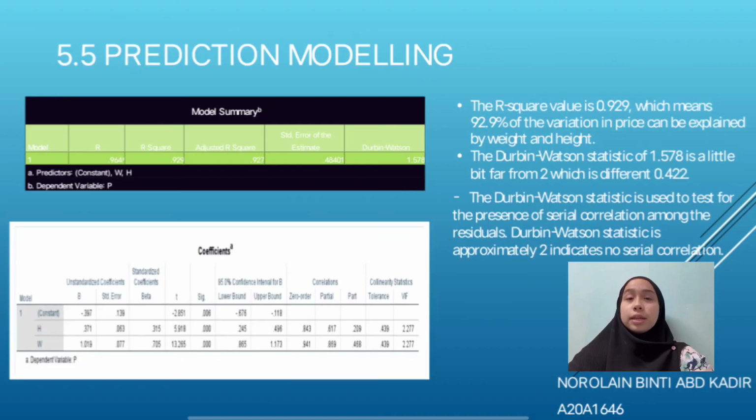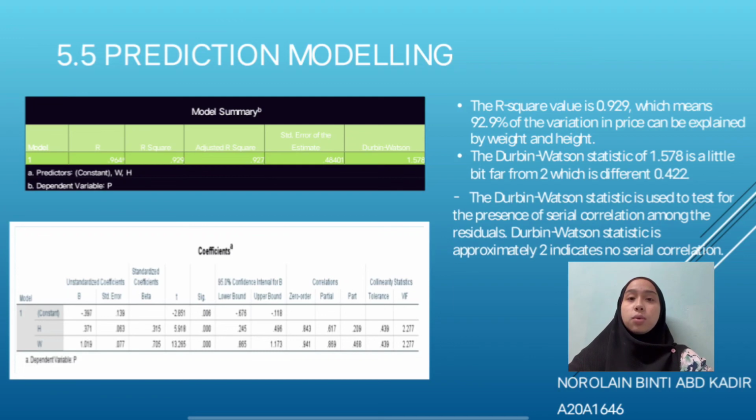422.5747. For prediction modeling, the most commonly used type of linear regression analysis is multiple linear regression. For the model summary, we got an R square of 0.929, which means 92.9% of the variation in price can be explained by weight and height.